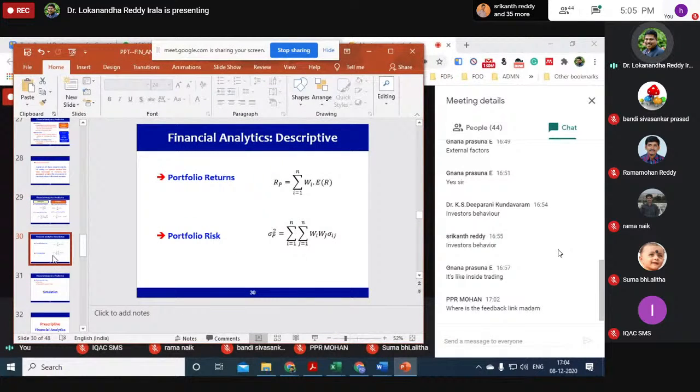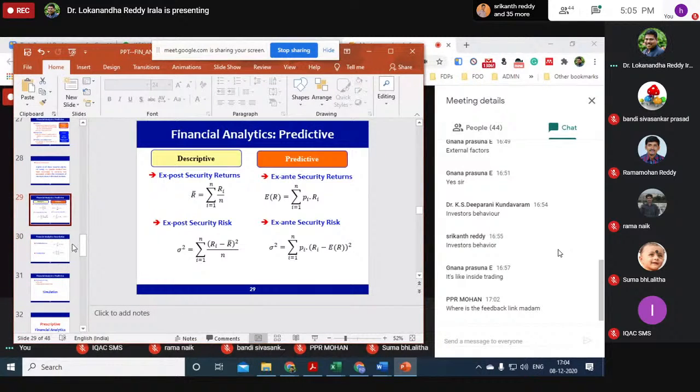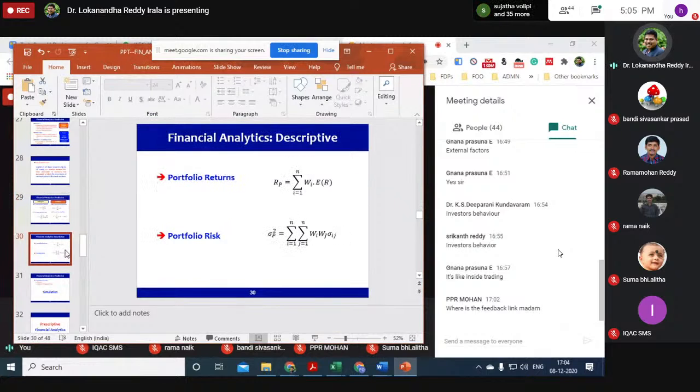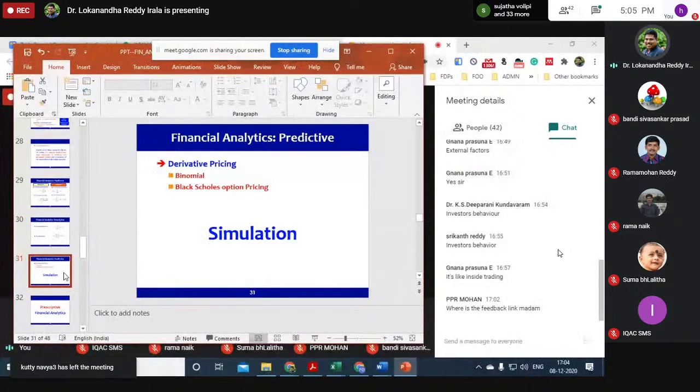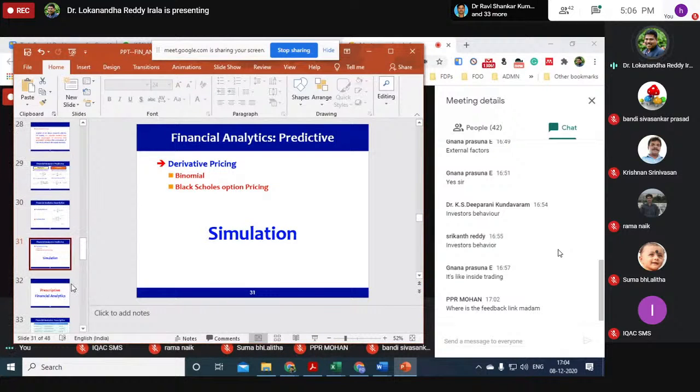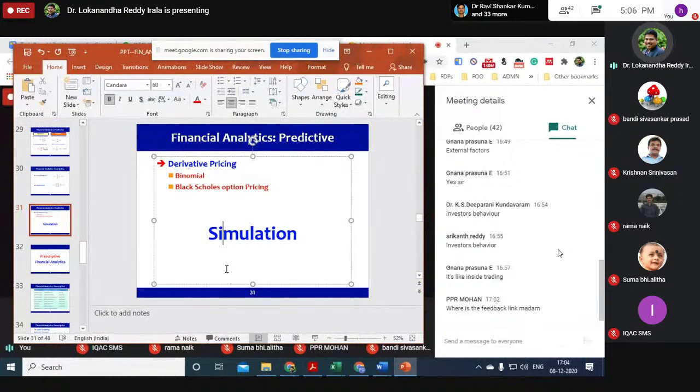So these are your descriptive ones, and their counterparts are missing here. It's okay. Then you have predictive analytics basically in the binomial and Black-Scholes option pricing models. If you are from finance, these are all examples of predictive analytics where you come out with the option valuation. You tell the value of the stock options. And simulation is a very popular tool that is used in derivative pricing.